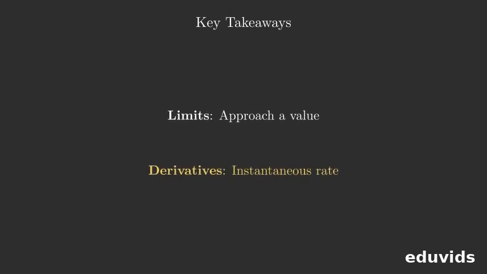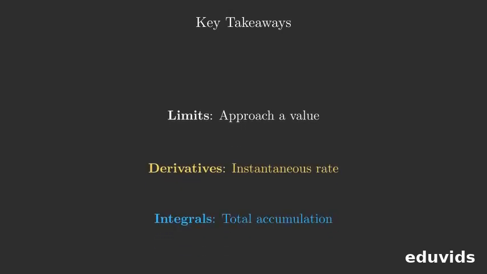Limits let us pin down instants, derivatives give exact rates, and integrals total the change. Master these 3 ideas and you can read any moving world story, from falling drops to orbiting satellites.